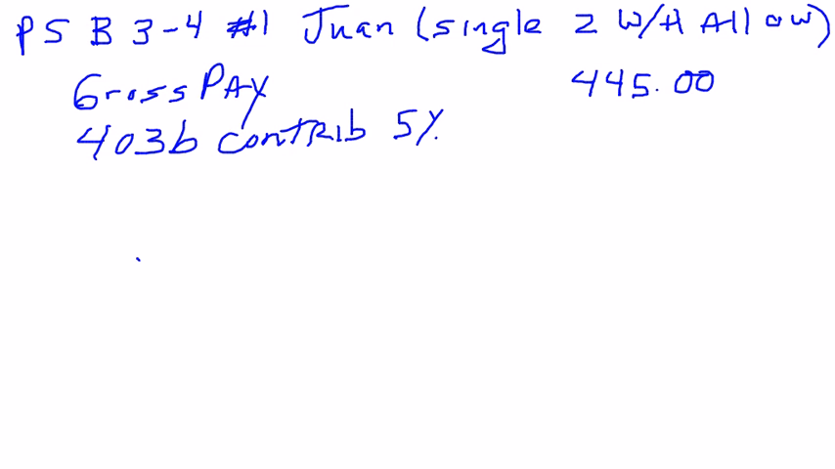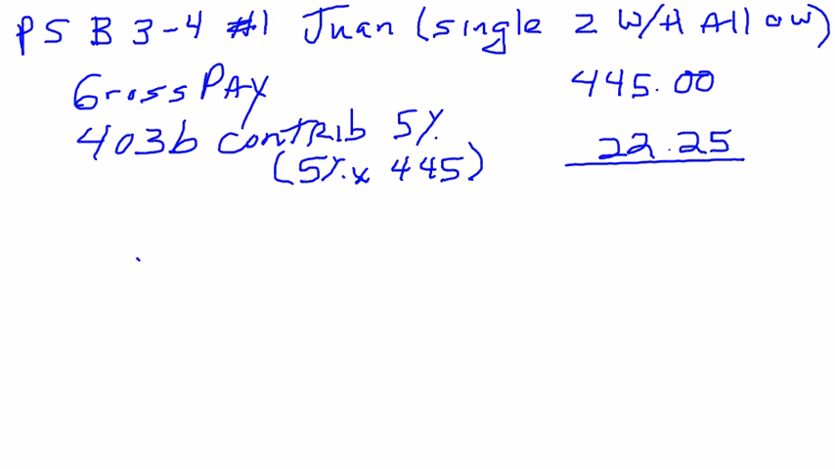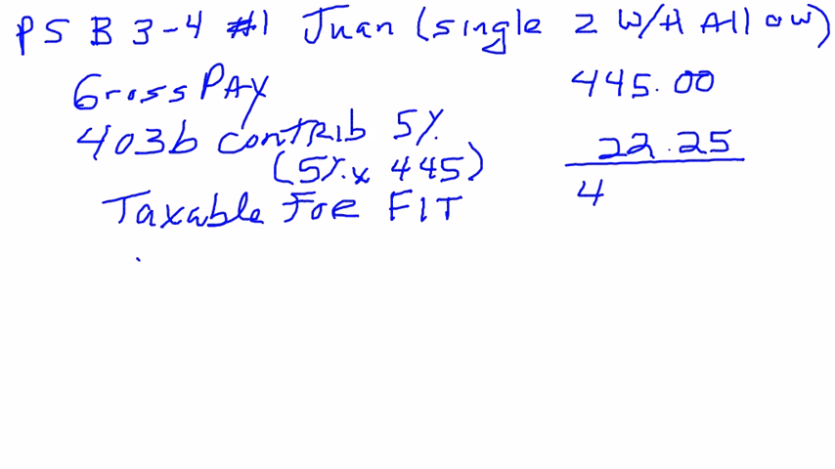Now, a 403B contribution, as well as a 401k contribution, is deductible from gross pay for federal withholding purposes. So we take our contribution, which is 5% times the $445, and we come up with a contribution of $22.25. So the amount of pay that is taxable for federal income tax, which I am abbreviating as FIT, federal income tax, is $422.75.